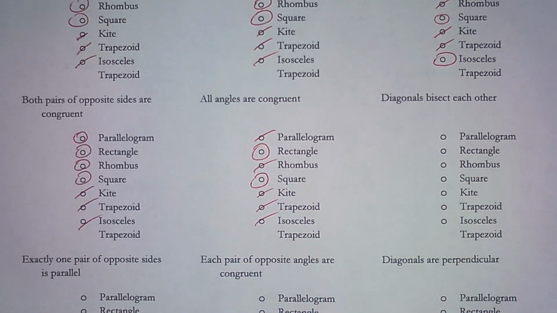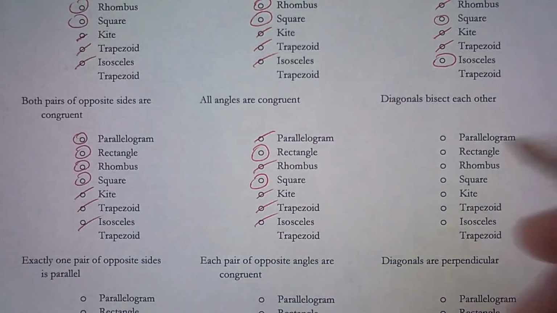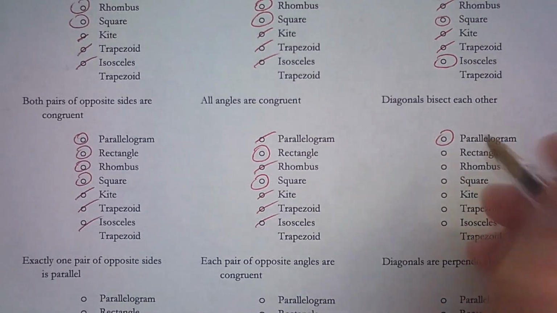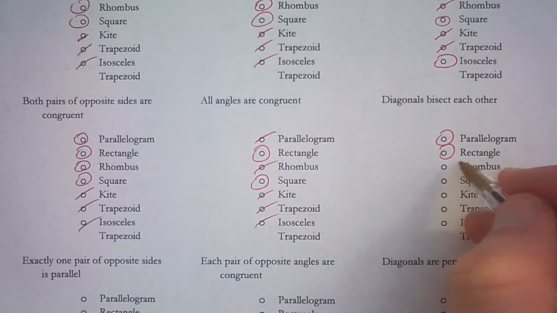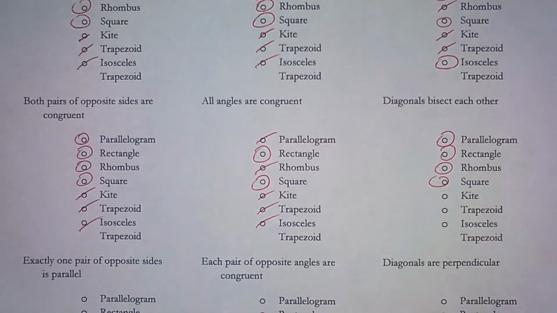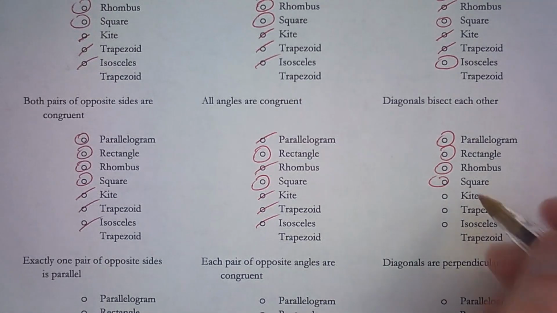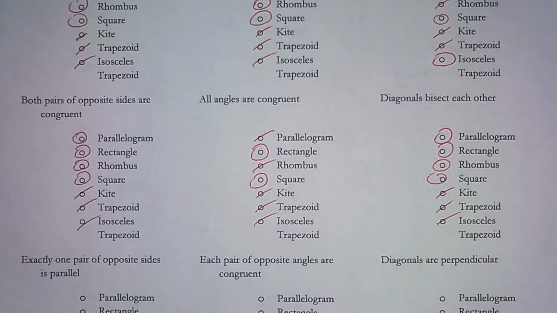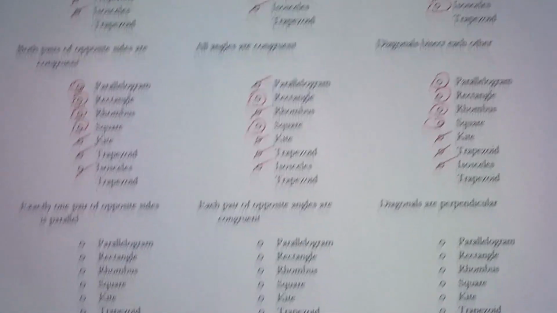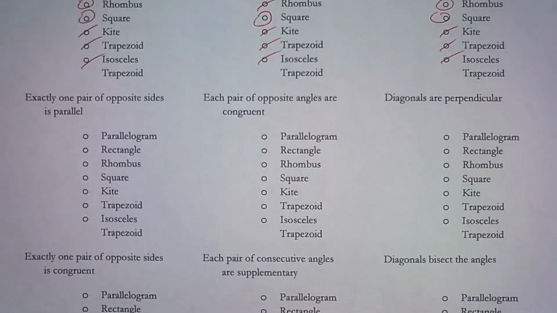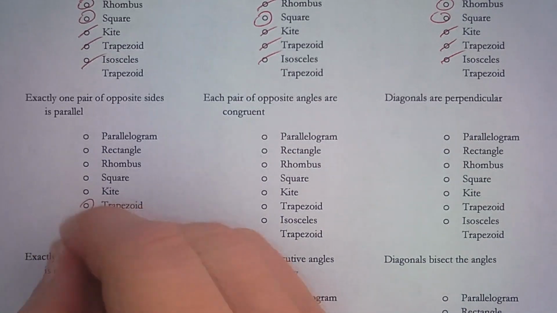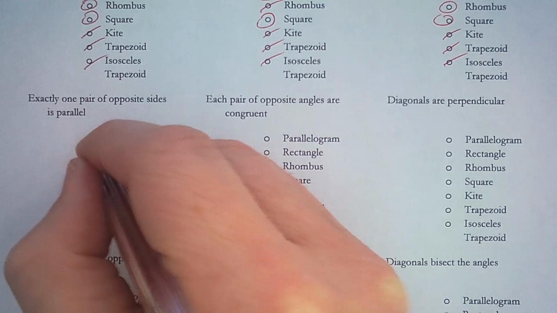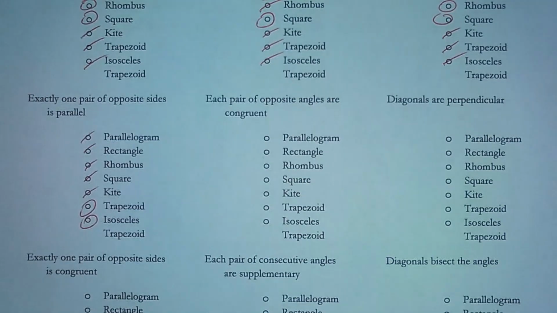Diagonals bisect each other. In a parallelogram, that is true, and it's true in all types of parallelograms, which includes rectangle, rhombus, and square. Diagonals bisect each other in a kite, no. Trapezoid and isosceles trapezoid, no. Exactly one pair of opposite sides is parallel. That is only true in trapezoid and isosceles trapezoid, so the rest of these are a no.